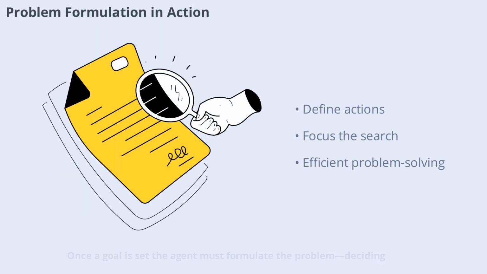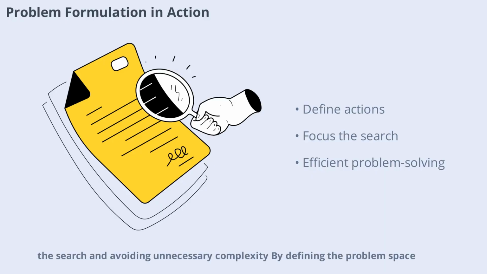Once a goal is set, the agent must formulate the problem, deciding which actions and states to consider. This step is crucial for focusing the search and avoiding unnecessary complexity. By defining the problem space, the agent lays the groundwork for efficient problem solving.